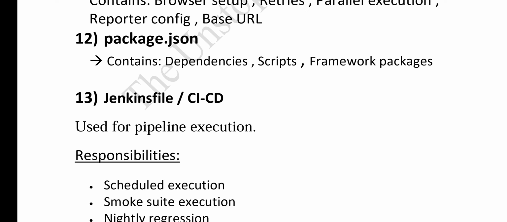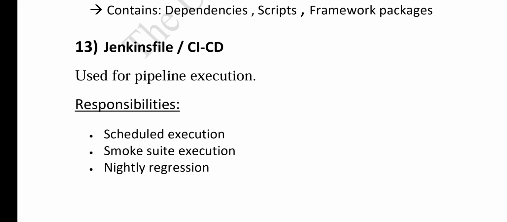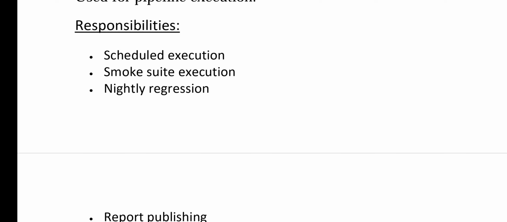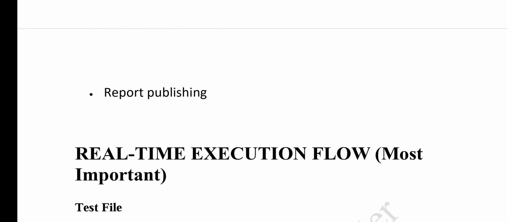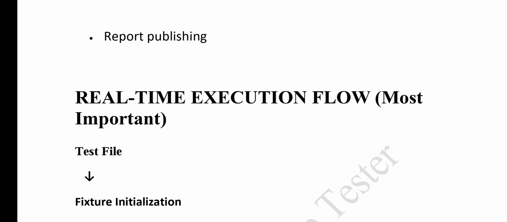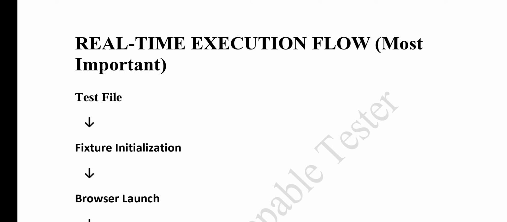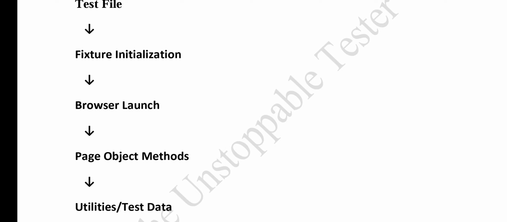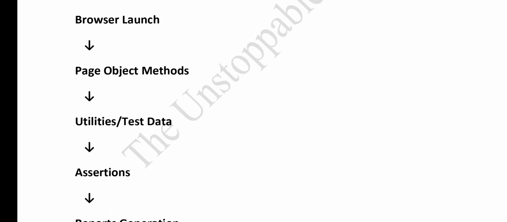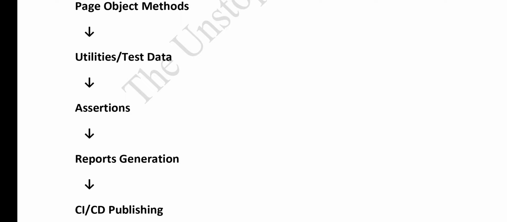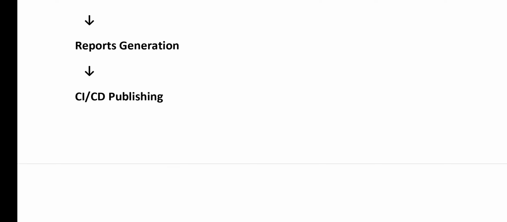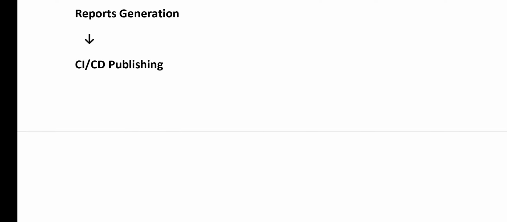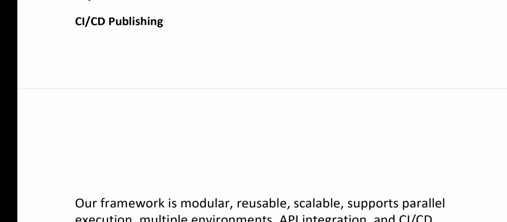And then next comes the Jenkins files which are part of CI/CD. This has been usually used for pipeline execution. Okay, so the main responsibility is scheduled execution, smoke suite execution, nightly execution, and report publishing. Okay, so the next comes the real-time execution flow. Okay guys, you need to explain how the code flows from one file to another file and how it launches the browser and meets the user needs. Okay, so this is how it flows properly till we get the published report from CI/CD.